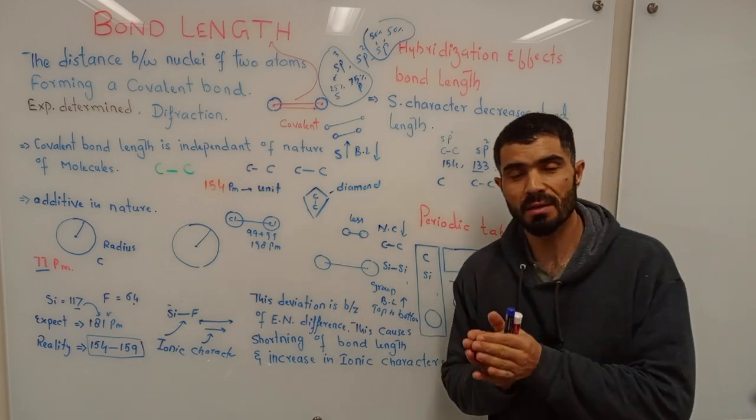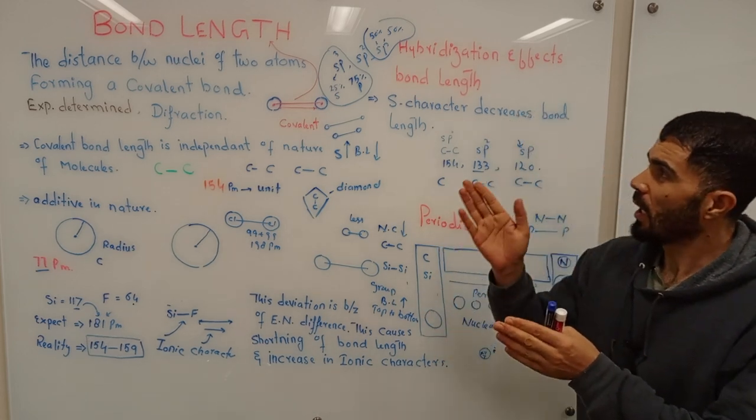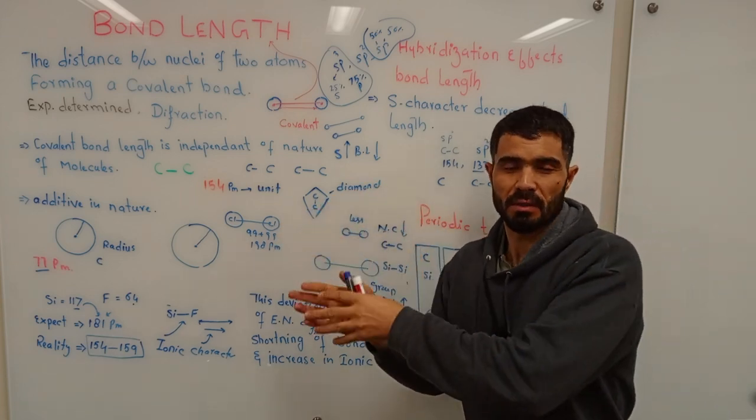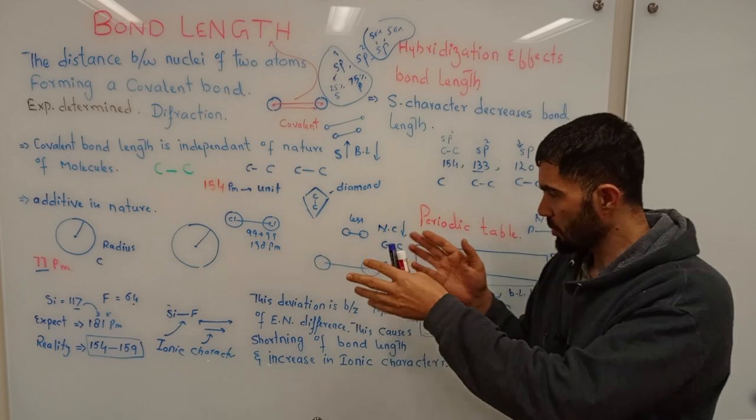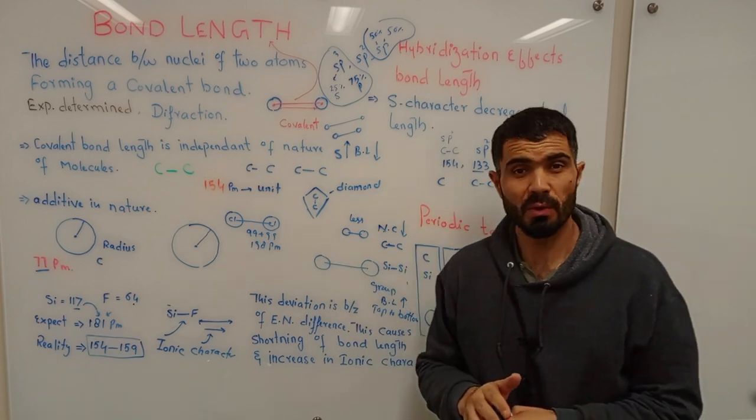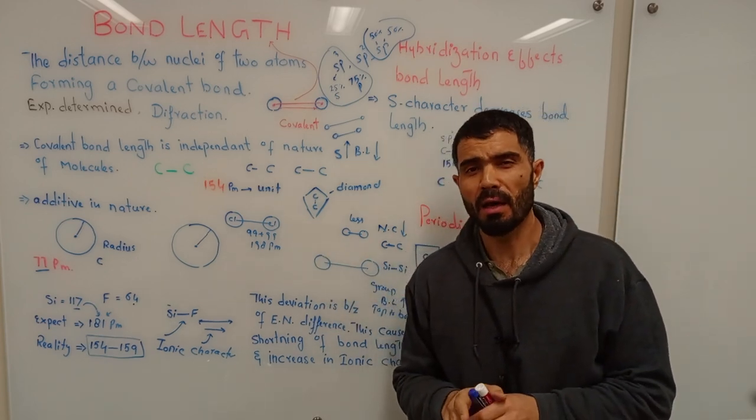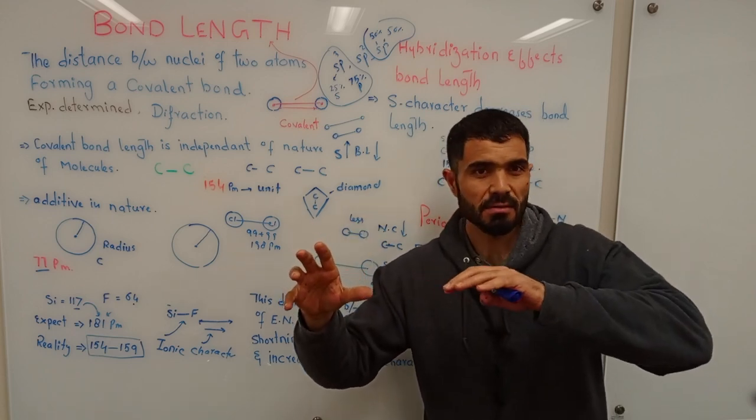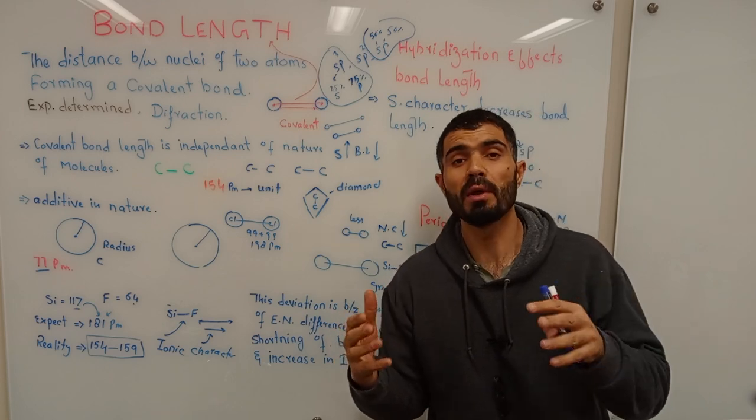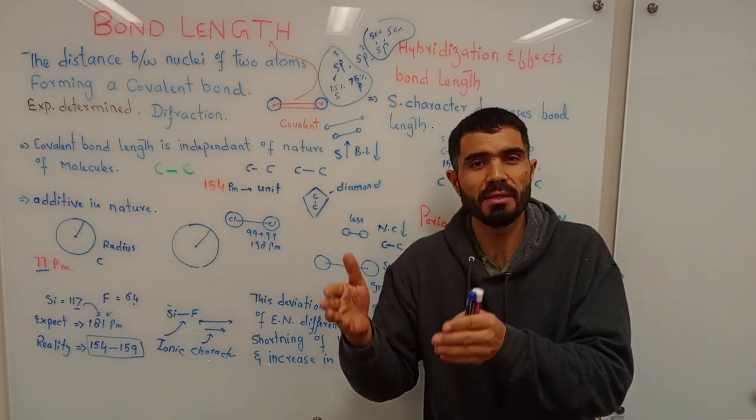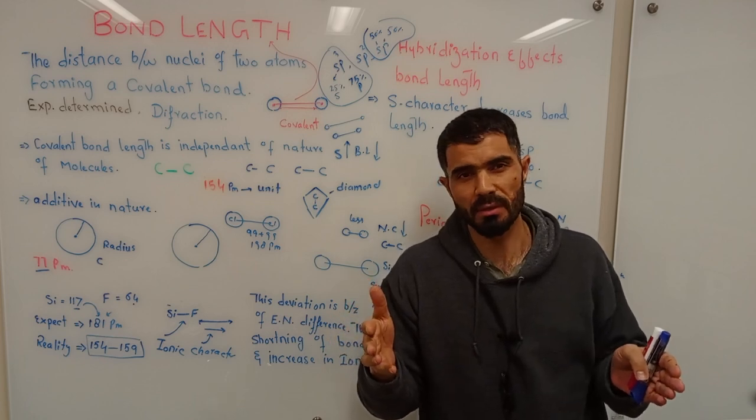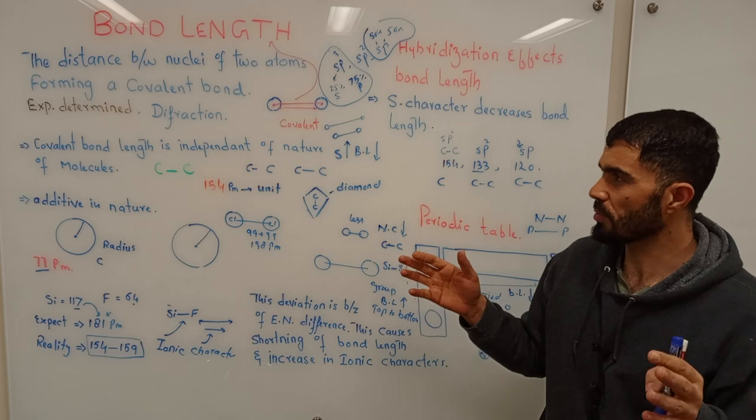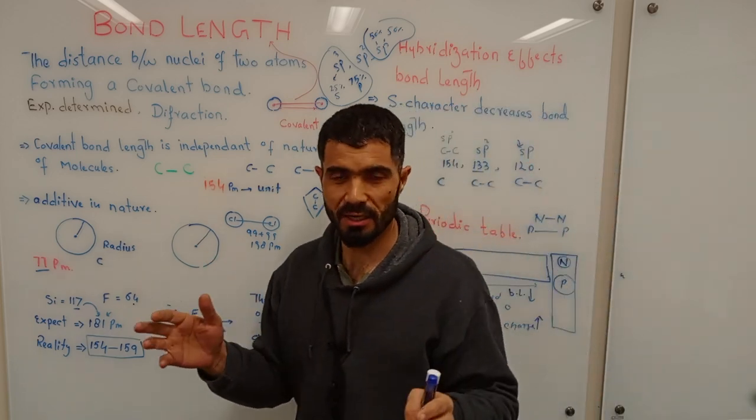Today's lecture is bond length. What is bond length? What are the factors that affect bond length? We will discuss all these in detail and we'll also explain how a molecule gets ionic character from the covalent character, how a covalent molecule appears as ionic. So this lecture is going to be a very interesting lecture.